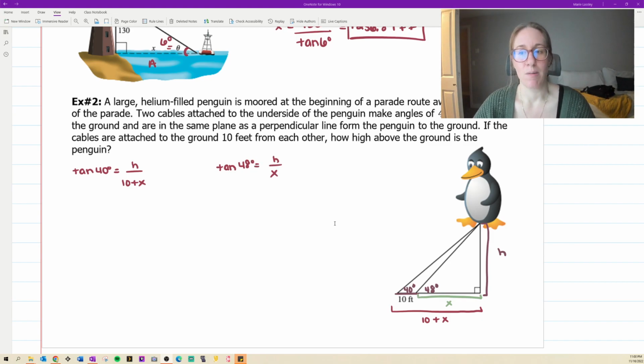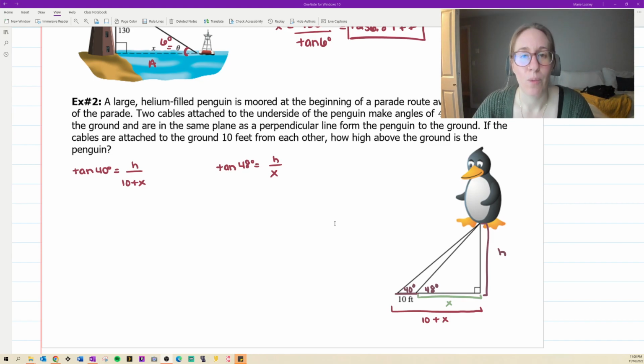Now you might be wondering, Miss Leslie, this looks stupid. We have two variables in our equations. That's okay, we have two equations. Anytime you have two equations and two unknowns, this is definitely solvable.